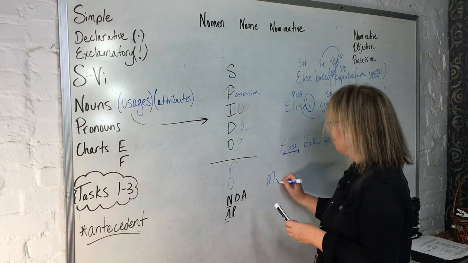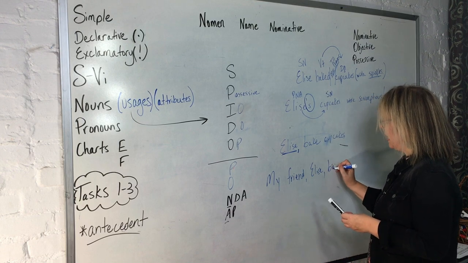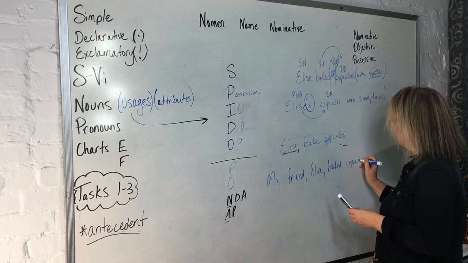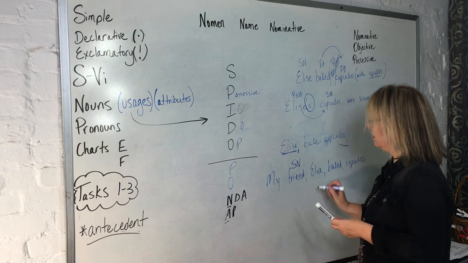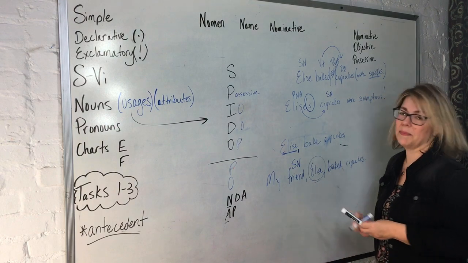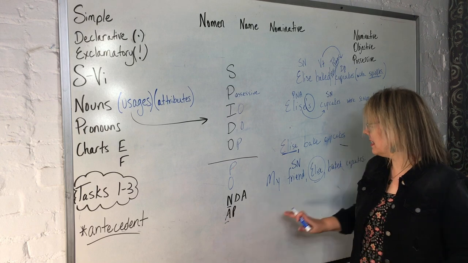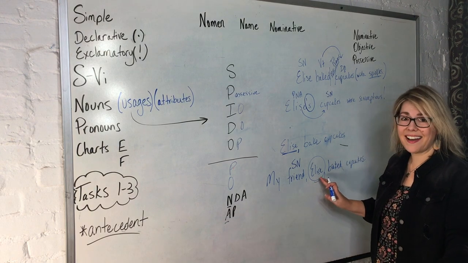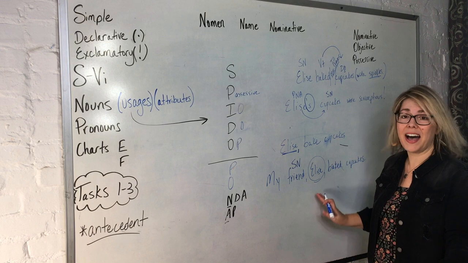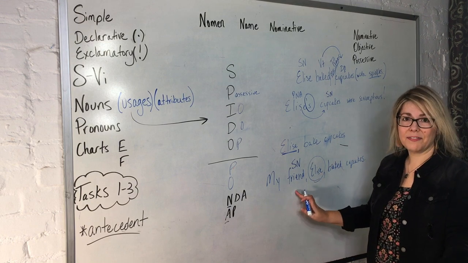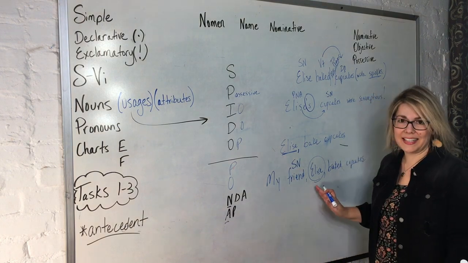Okay, then appositives. If I said my friend, Elise, baked cupcakes. Okay, my friend baked cupcakes. So this is the subject noun. What did Elise become? This is an appositive. I'm going to sing a definition for an appositive. An appositive is a noun or pronoun directly beside another noun which explains or identifies it. Am I explaining or identifying who the friend is? Yes. The friend, it's not just any friend. It's a very specific friend, Elise, baked the cupcakes.